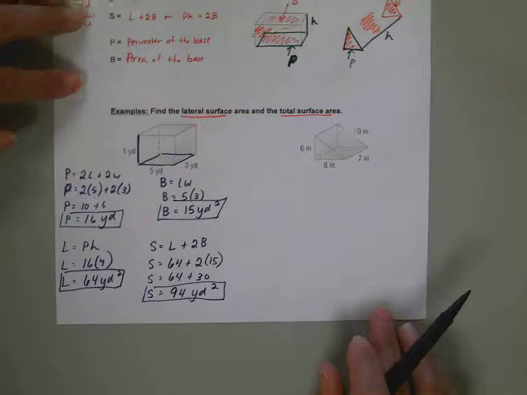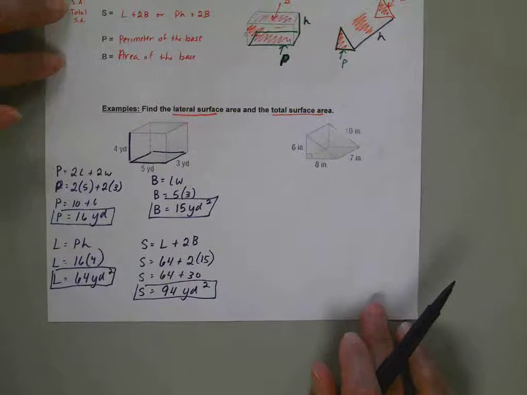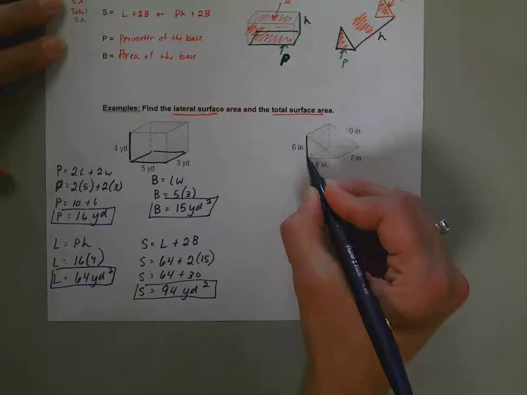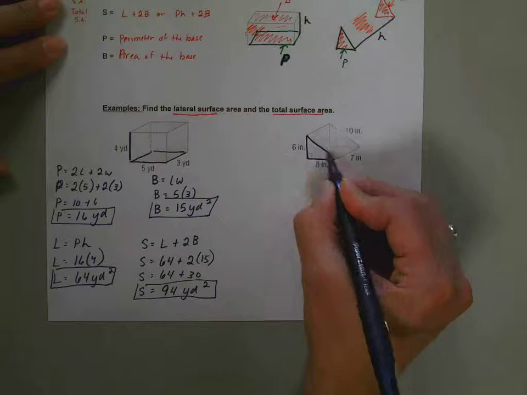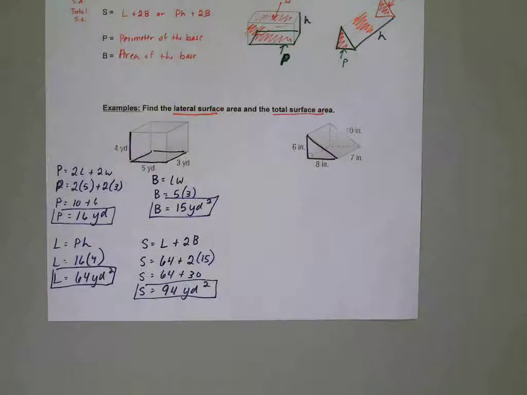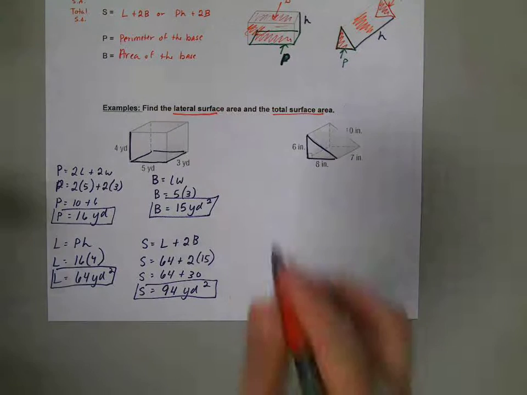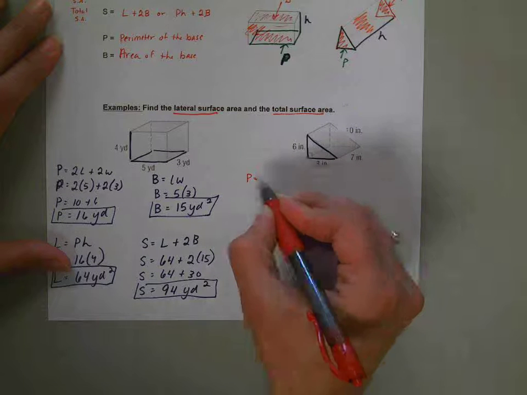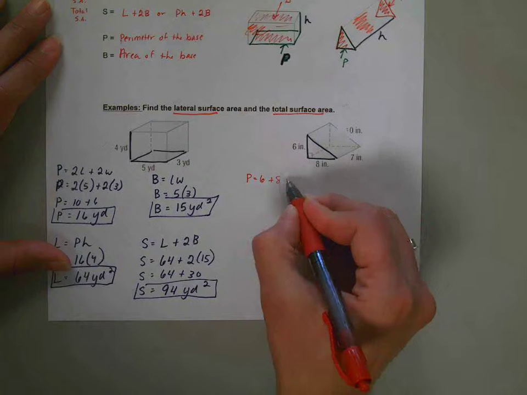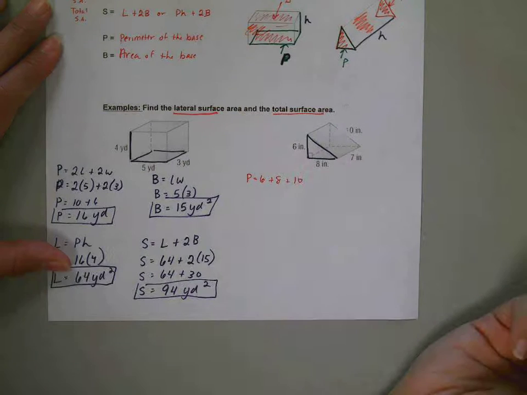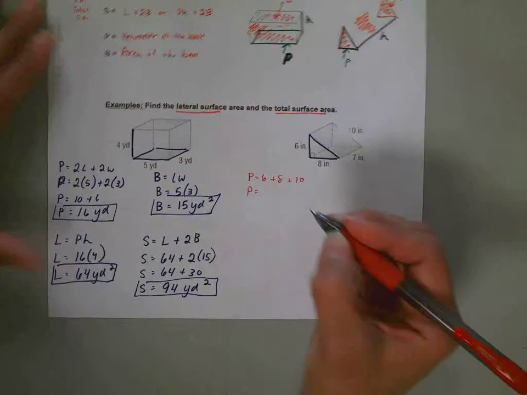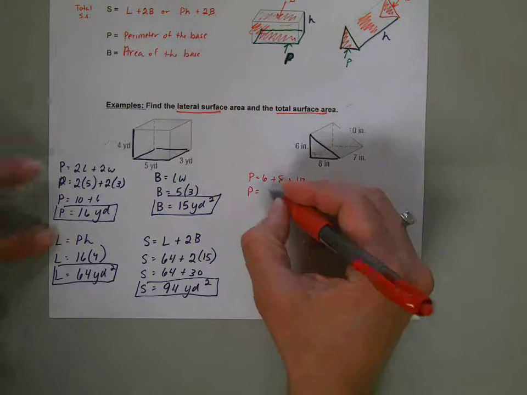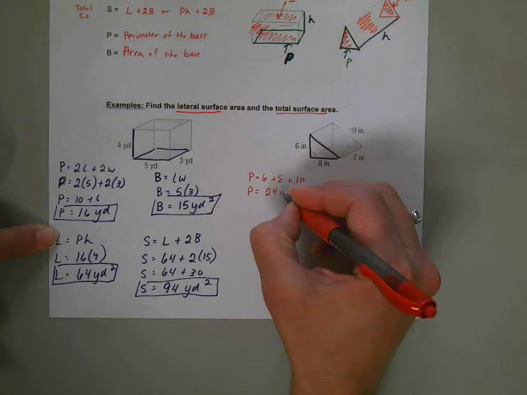Now let's look at a triangular prism. My base is the triangle. So I'm going to use a different pen here. I'm going to find the perimeter first. That's 6 plus 8 plus 10. So my perimeter is going to be 24 inches.